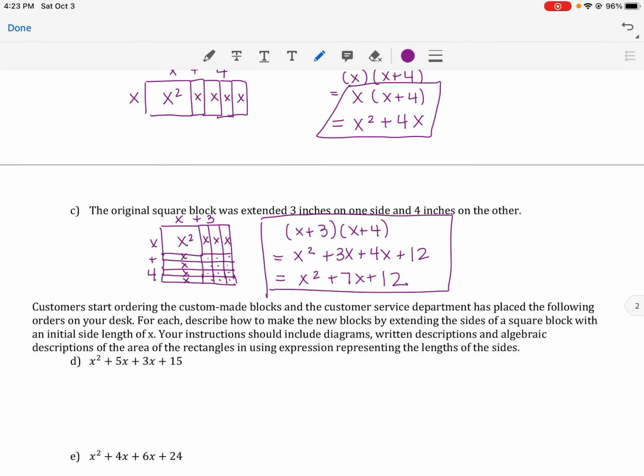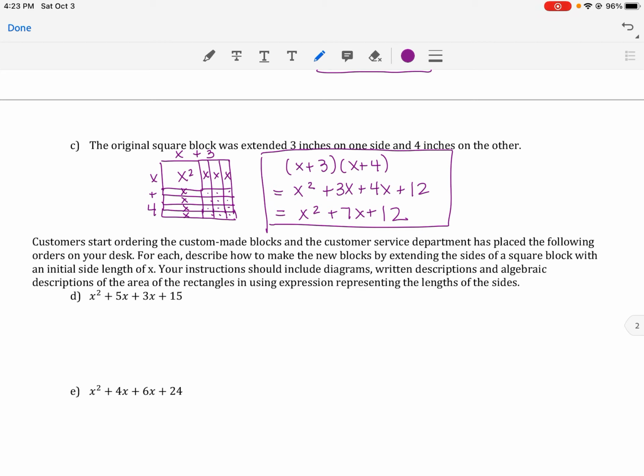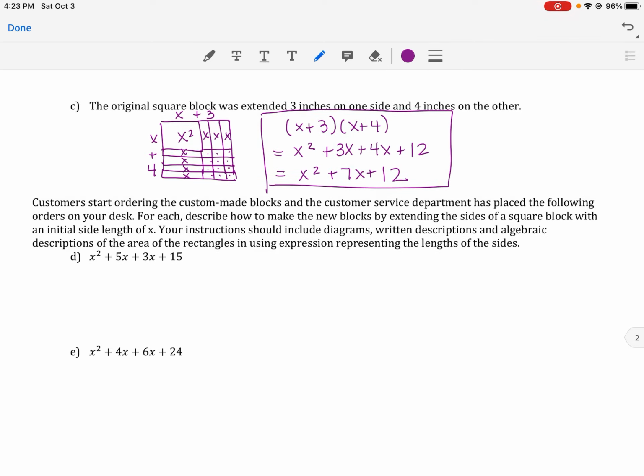Okay. So the customers start ordering custom-made blocks, and the customer service department has placed the following orders on your desk. For each, describe how to make the new blocks by extending the side of the square of the block on your initial side of x. Your instructions should include diagrams with written descriptions and algebraic descriptions of areas of rectangles using expressions representing the side lengths for each. So here we got an x squared.